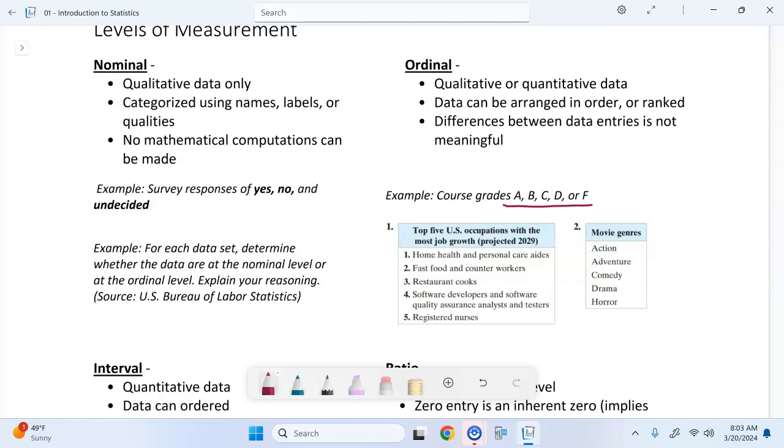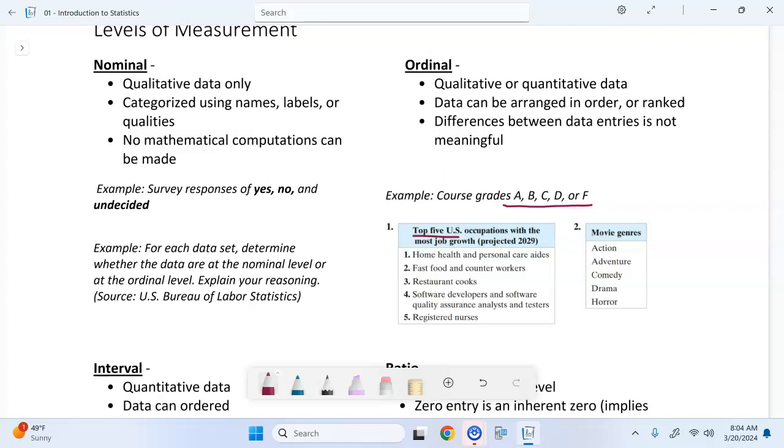Why do you say ordinal? Yeah, it's a ranking. The main difference between nominal and ordinal is, can it be ranked or can it be ordered? Ordinal means order. You put it in an order. Since it's saying the top 5 with the most growth, it's a ranking. Therefore, it's ordinal. What about number 2?